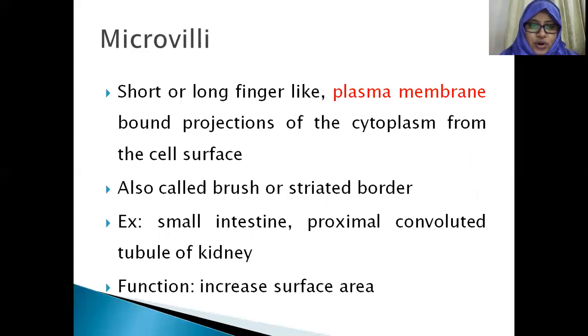Microvilli are short or long, finger-like, plasma membrane-bound projections of the cytoplasm from the cell surface. These are also known as brush border or striated border. We can see these microvilli in the small intestine and proximal convoluted tubule of kidney. The function of these microvilli is to increase the surface area.